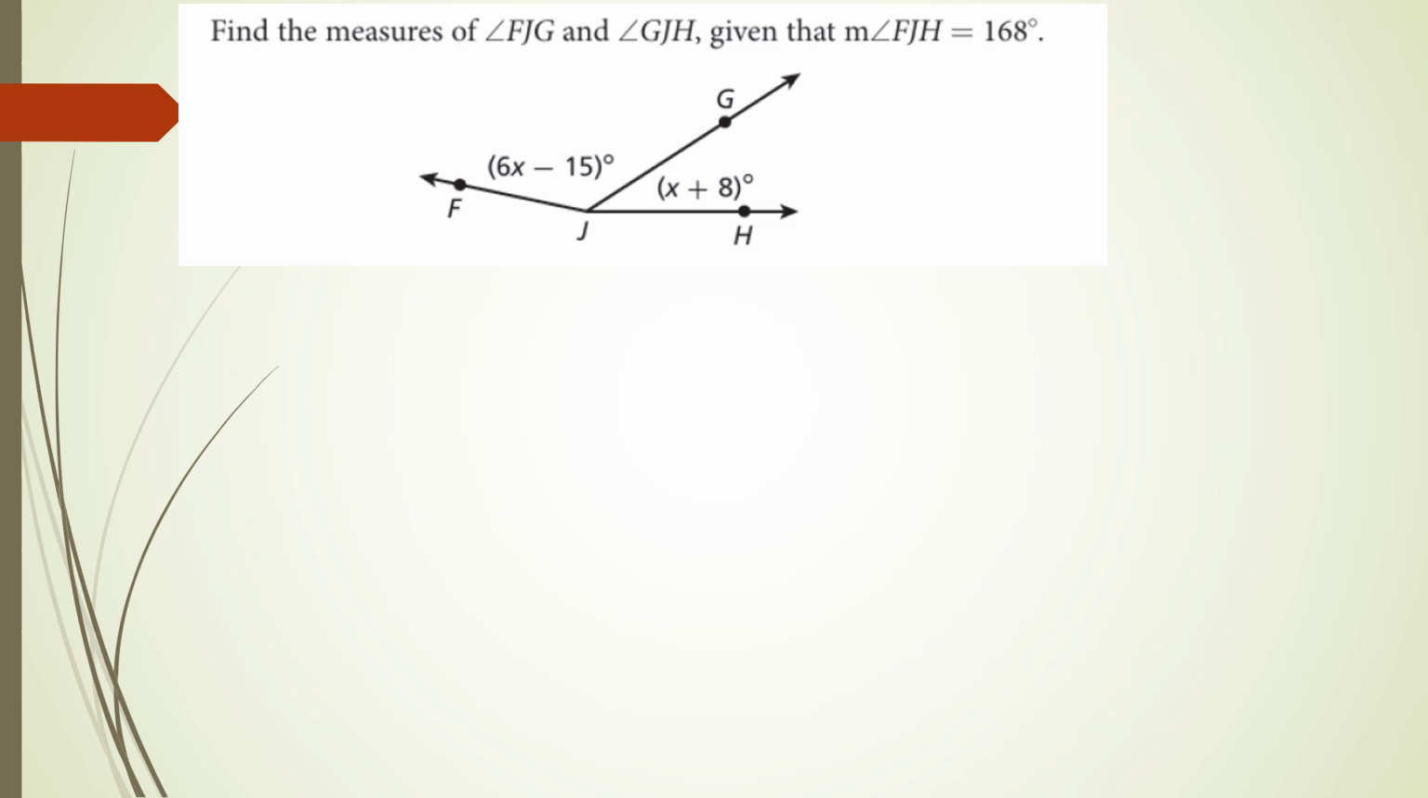Find the measure of FJG and GJH given that FJH is 168. Okay, so where is F, J and H? So this is F, J and H. The total is 168. So this plus this equals 168. Write the postulate: angle FJG plus angle GJH equals angle FJH.